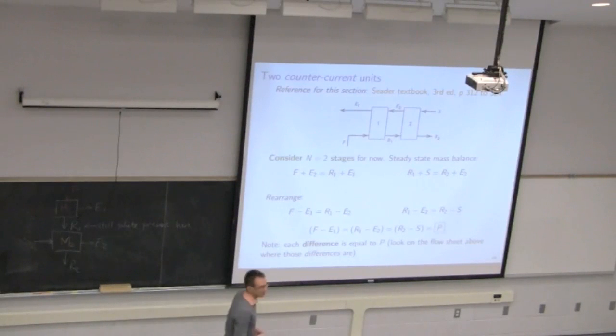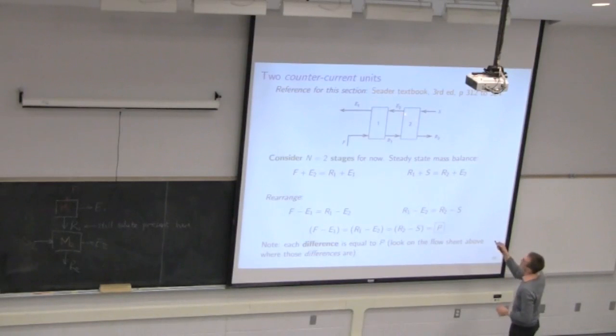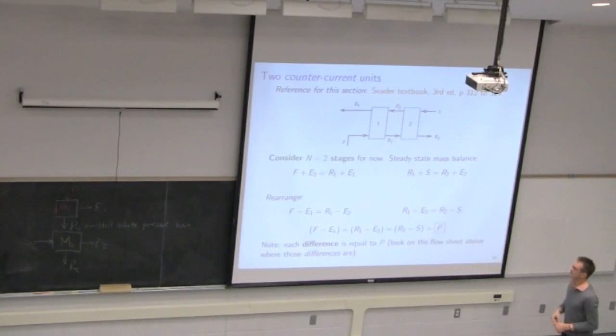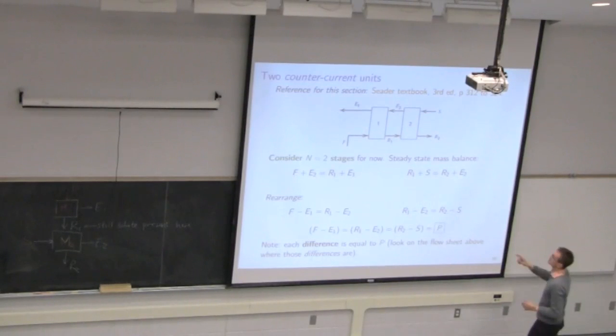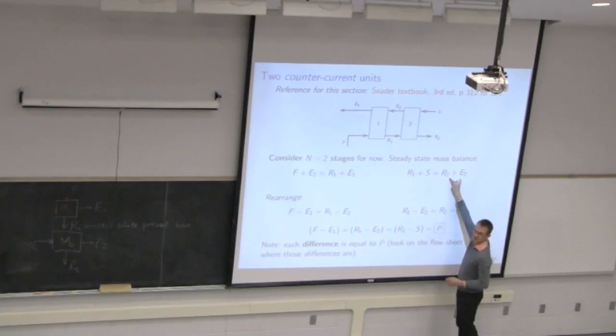Let's take a look at the second unit. Mass flows in this time. Now my feed to the second unit is R1, the raffinate from the prior unit, and also my fresh solvent coming in. So R1 plus S is mass in, and mass out then is R2 plus E2.